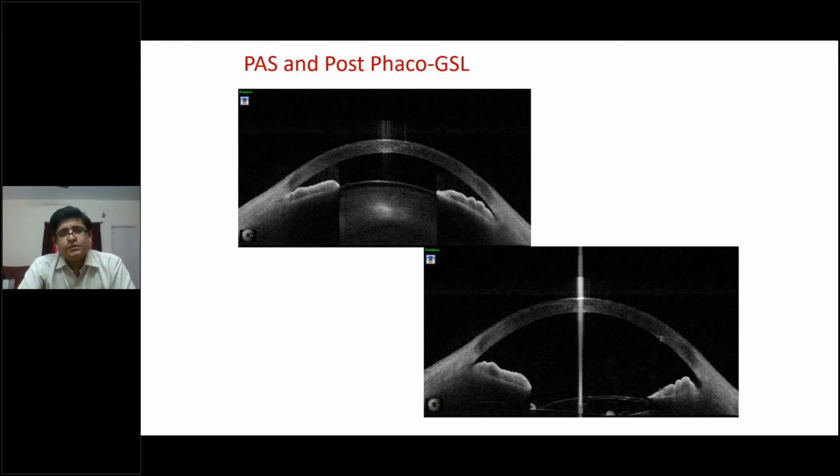And one of the RCTs which we did on angle closure patients with phaco GSL utilized this imaging and found that the iridotrabecular contact and the PAS areas reduced much more in the phaco GSL group, and those which had less PAS had better outcomes. So these are some of the research tools which can be used to confirm our findings.